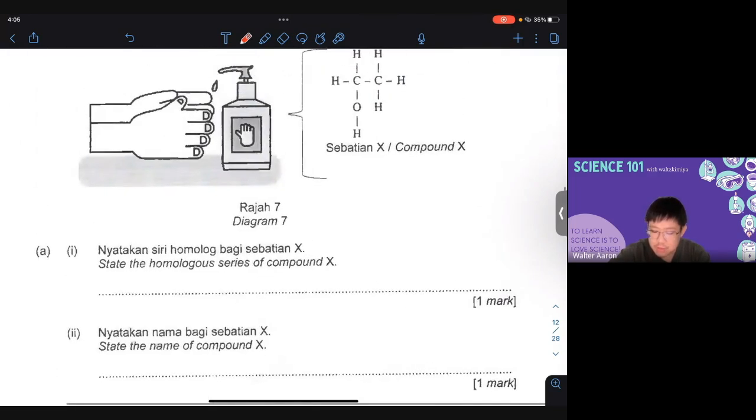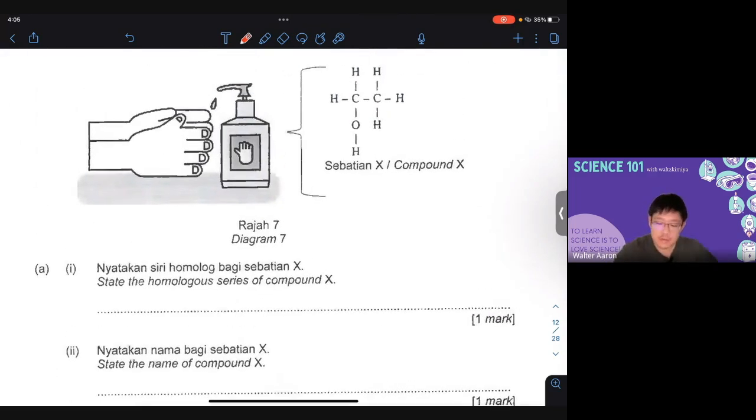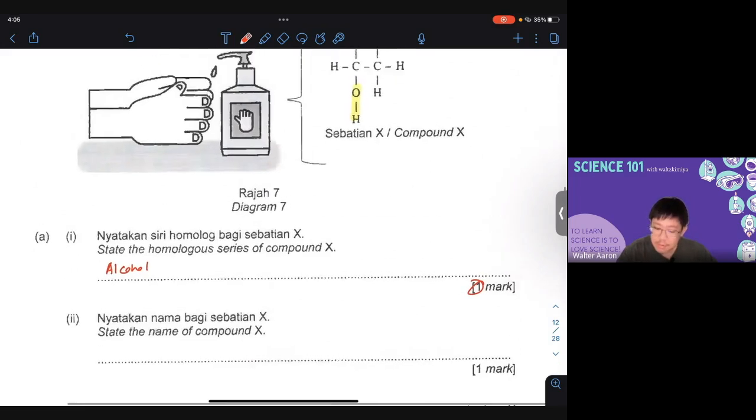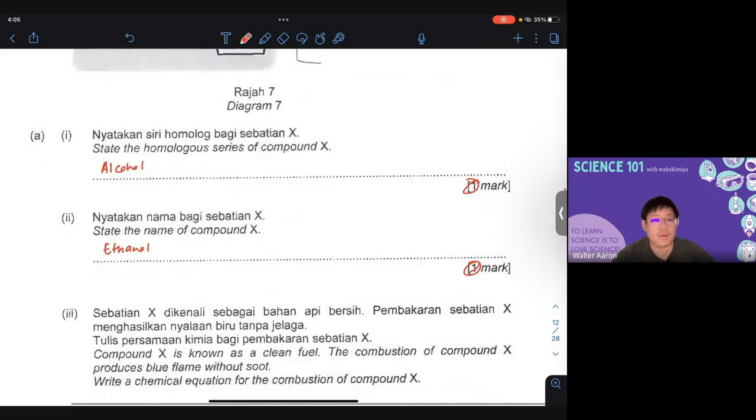So state the homologous series of compound X. It's obviously an alcohol because you can see there's an OH group over here. So you can put alcohol, 1 mark. State the name of compound X. Compound X is supposed to be ethanol because it's a 2-carbon alcohol. Very good. And then let's see the next one.